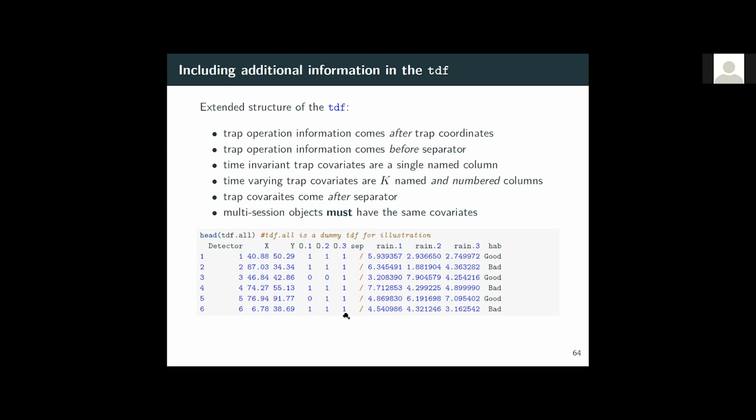Time-varying trap covariates are k named and numbered columns. We have 3 occasions here, so anything that's time varying also has 3: rain.1 for the first occasion, rain.2 for the second occasion, rain.3 for the 3rd occasion. The trap covariates come after the separator. And an important point is that multi-session objects must have the same covariates. So if you measured rain in one session, you have to measure rain in all of the sessions in order to fit a multi-session model with rain as a covariate on detection.